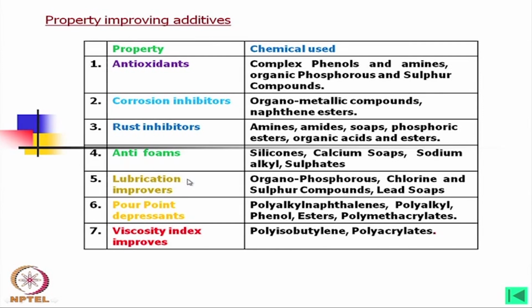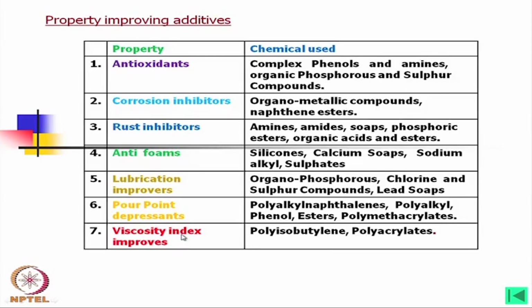Now, lubricant improvers, organophosphorus, chlorine and sulfur compounds, lead soaps. Pour point depressants, I will discuss what pour point is in the next slides. Polyalkylnaphthalenes, very difficult to pronounce, but this is the compound that is used, polyalkyl phenol esters, polymethacrylates.